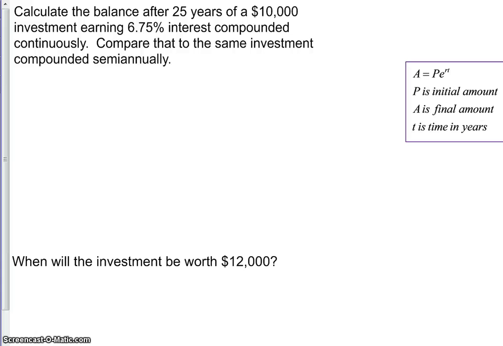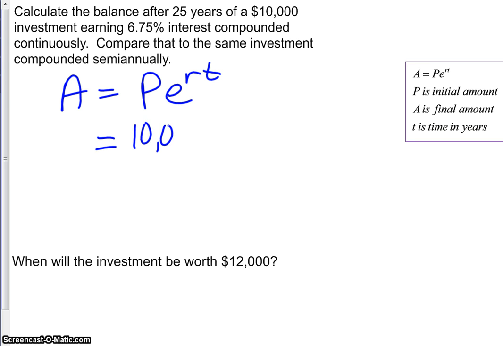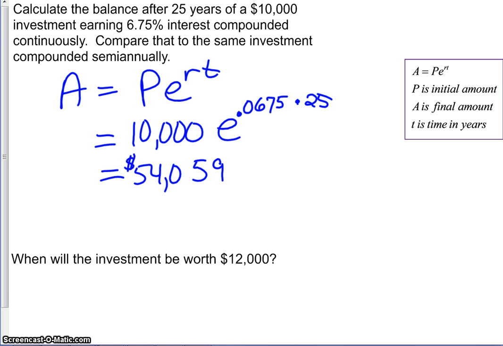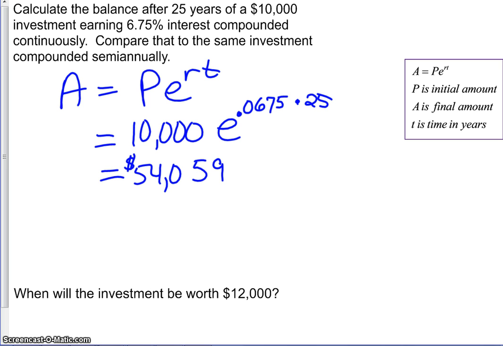So we're going to start here with what we know: we have our formula, that the amount of money you have is the principal times e to the rate times the time. This is when it's compounded continuously. Well, our principal here is our initial money that we add in, our $10,000. We have our e. Our rate has to be in decimal form, and this is probably one of the most common mistakes I see: people forget to put that in a decimal. And then our years is 25. When we multiply that out, we get $54,059.